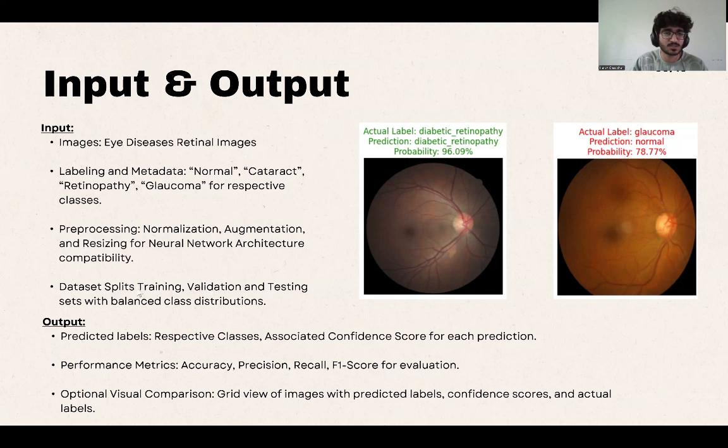The dataset was split into three categories, that is training, test, and validation. The output is a predicted label with the respective class-associated confidence score for each prediction. Performance metrics like accuracy, precision, recall, and F1 score are also part of the output. Talking about the visual comparison, this is a grid view of images with predicted label, confidence score, and actual labels.